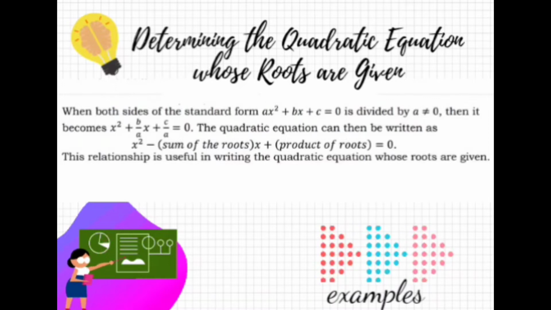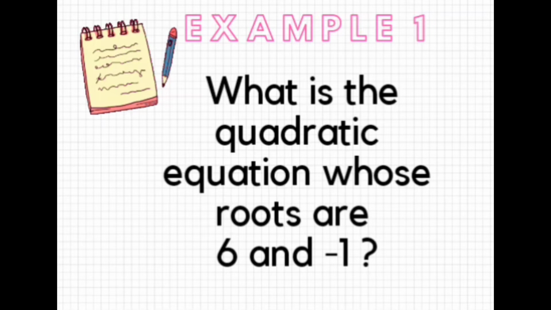The quadratic equation can then be written as x squared minus the sum of the roots of the given quadratic equation plus the product of the roots of the given quadratic equation equals 0. This relationship is useful in writing the quadratic equation whose roots are given. For example, what is the quadratic equation whose roots are positive 6 and negative 1?